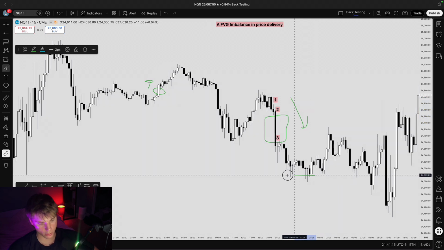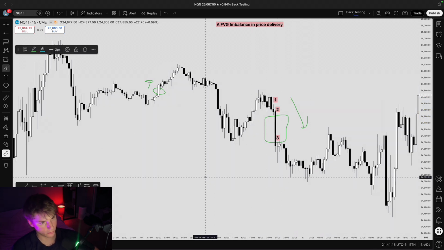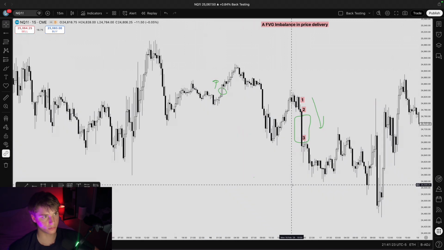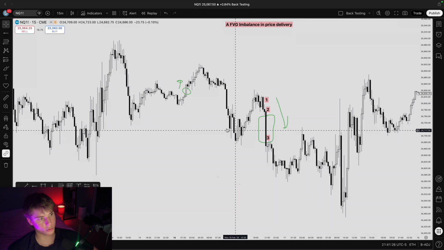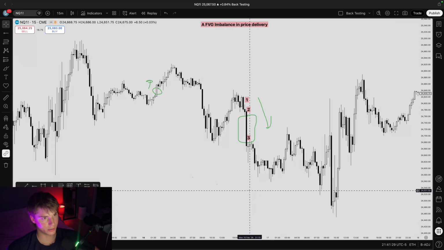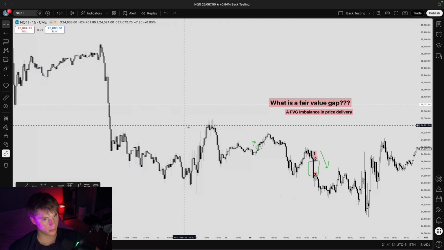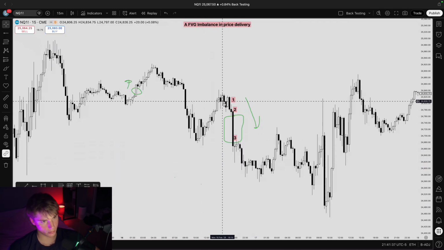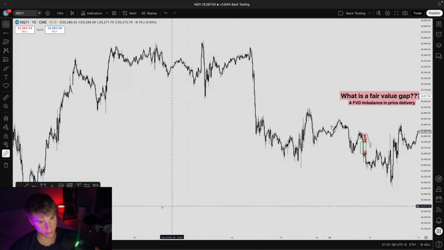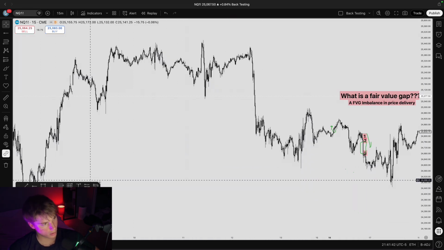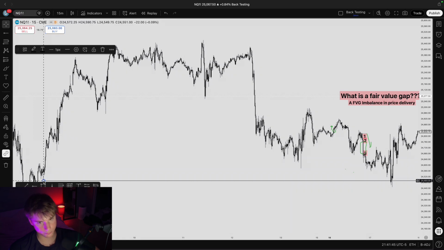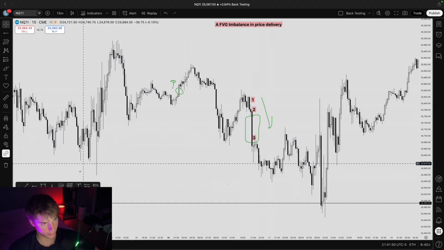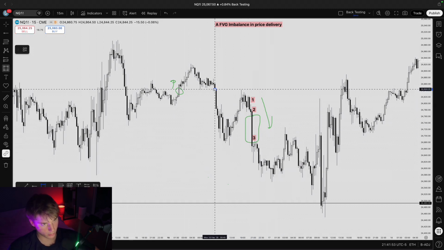So the way that we are going to use fair value gaps in this model is, this is where price retraces to before running to an external liquidity. So as you can see, right here, take out internal liquidity. External liquidity is going to be way down here, this low, right there. And we show this is a perfect example.